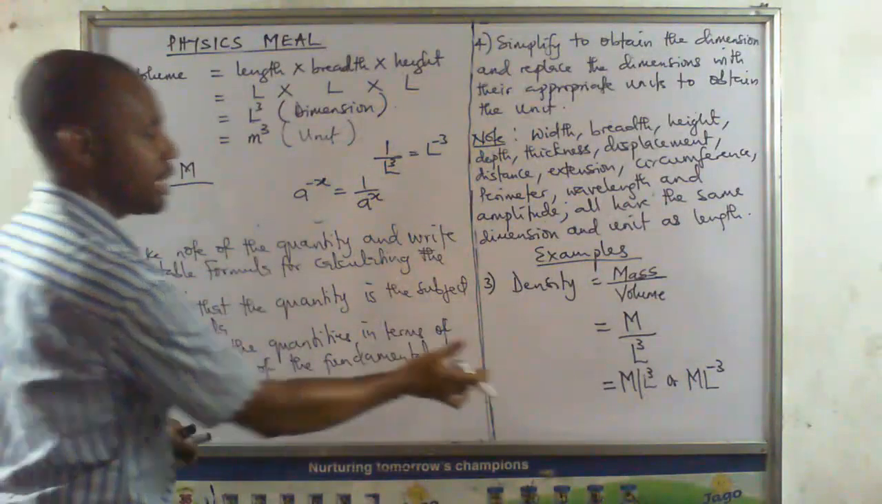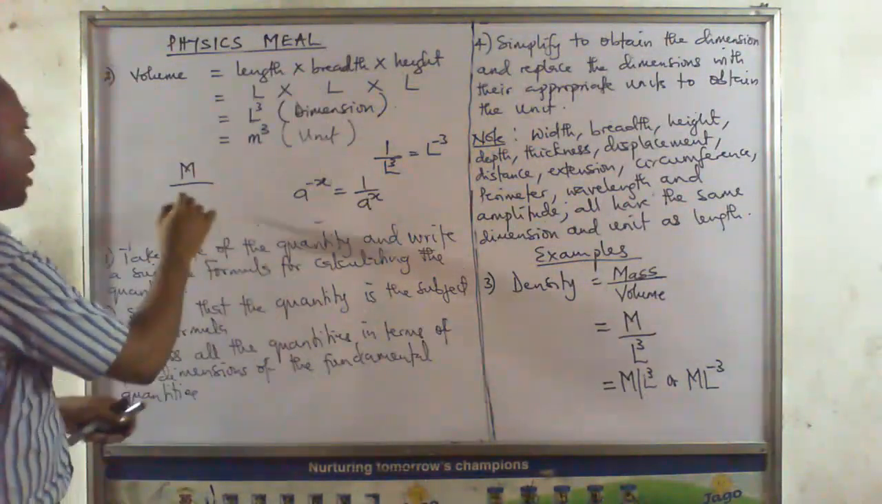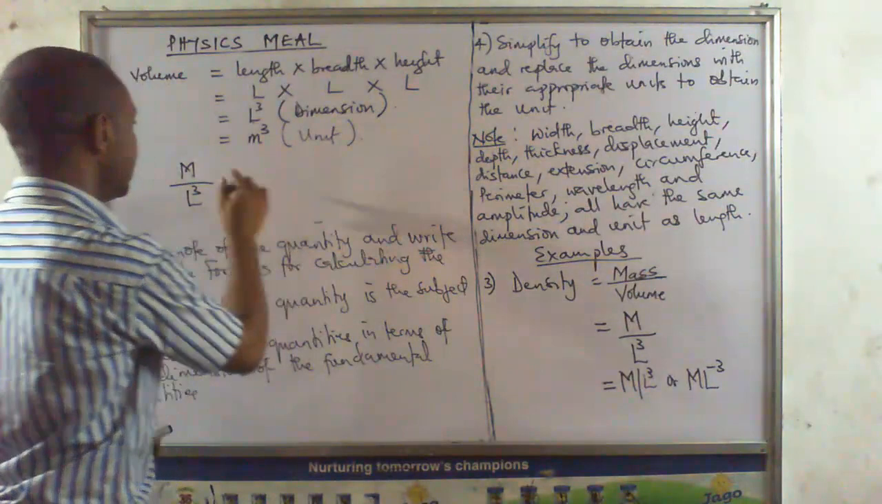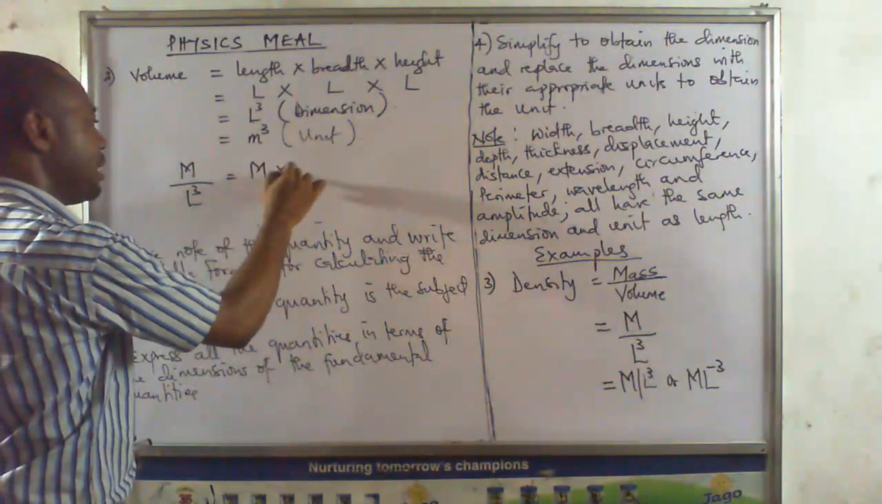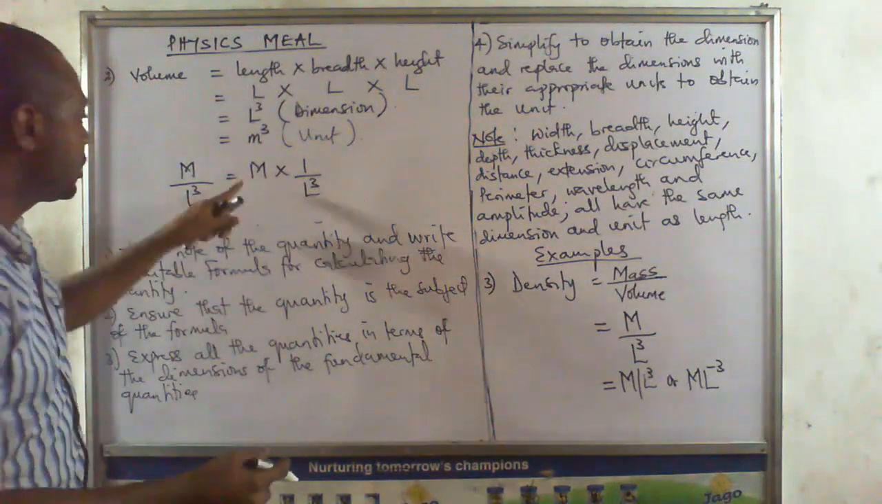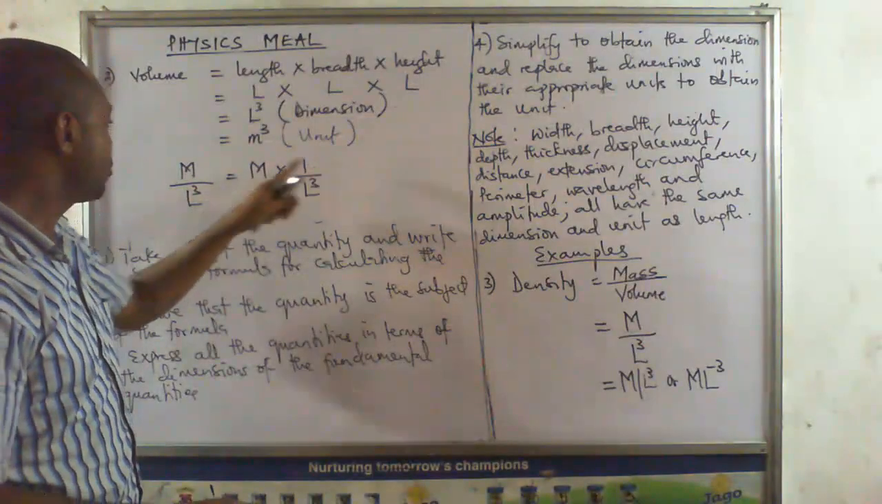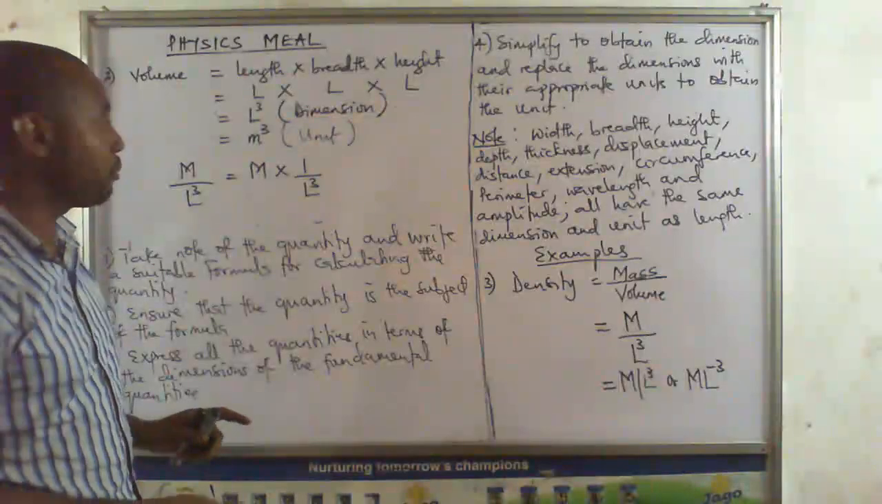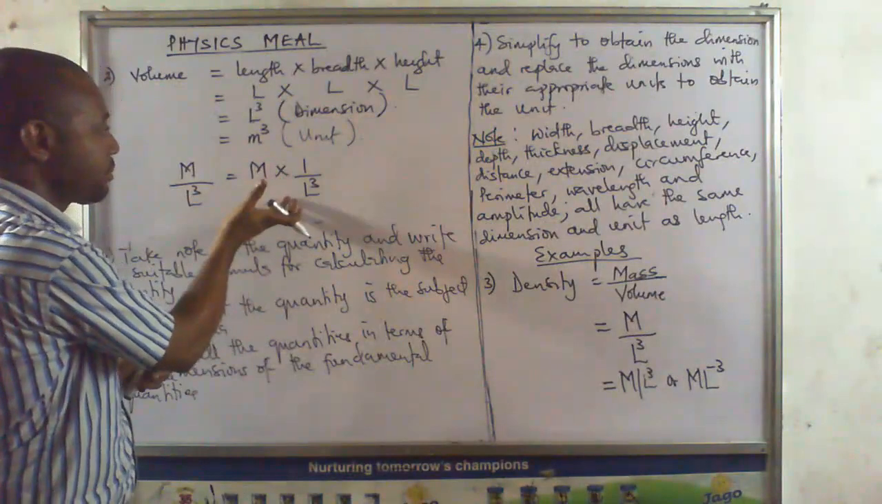Before, someone would think that the M is this M. So we have this. This is the same thing as saying M times 1 over L raised to power 3. That's what it means, because when M multiplies 1, it is still M. So we have M over L raised to power 3. So we did not change anything here.